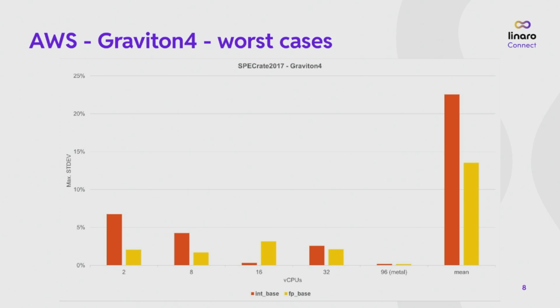And here we have the worst cases, that are the individual benchmarks that had the greatest standard deviation. We can see that in some cases, for a single benchmark in the same instance, it was over 5%. And if we consider all instances, the variation can be as high as 20%. And also notice the maximum standard deviation for the 96 vCPUs instance is near 0.